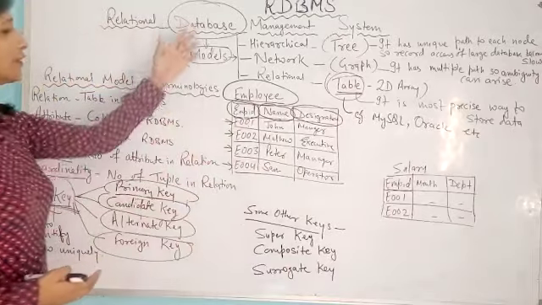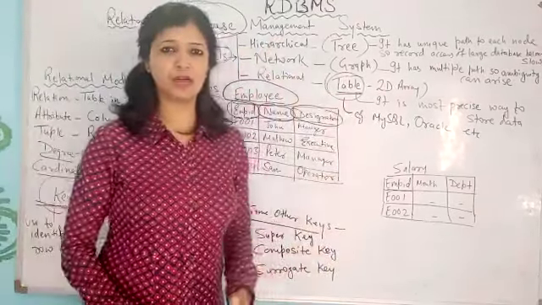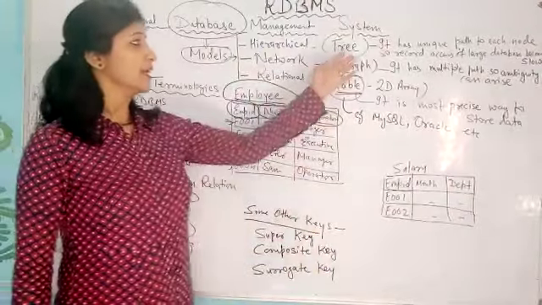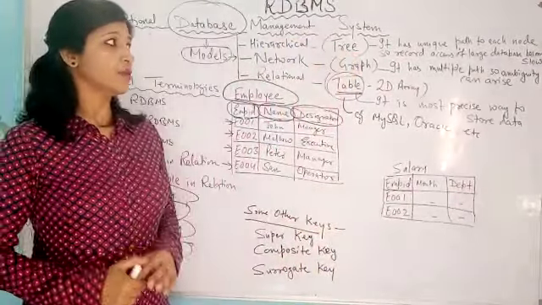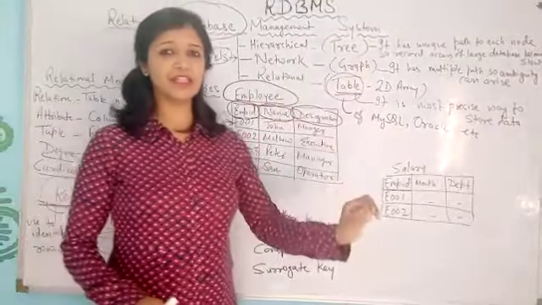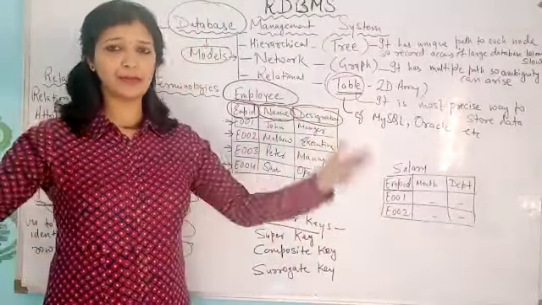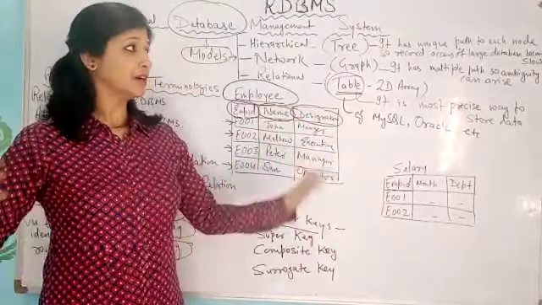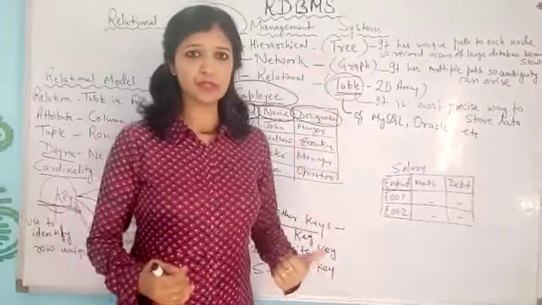Now, there are different models of database. The first one is the hierarchical model. The hierarchical model uses a tree data structure. As we know, a tree data structure has a unique path for each node, each record. So when the size of the database becomes larger, the access becomes slow.